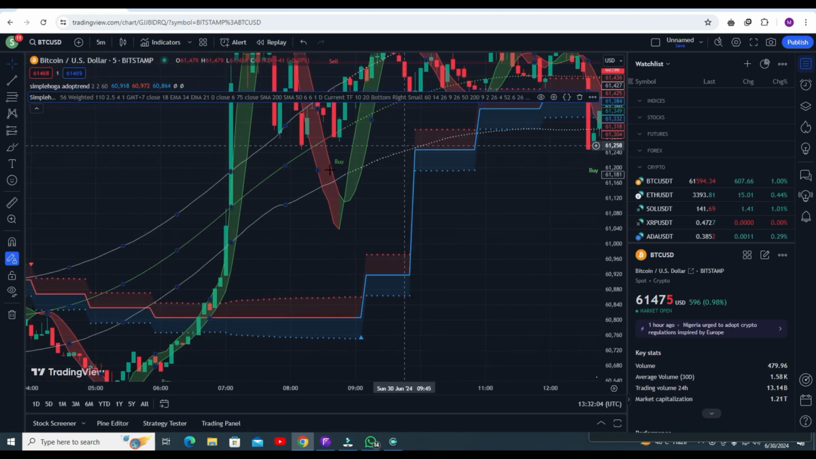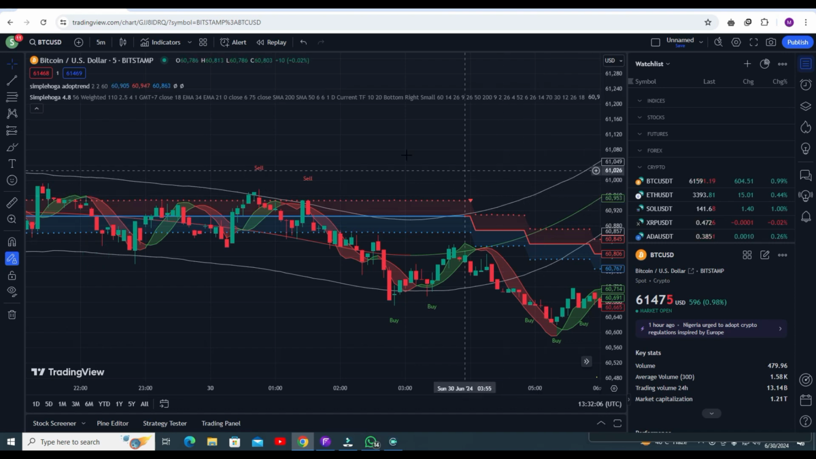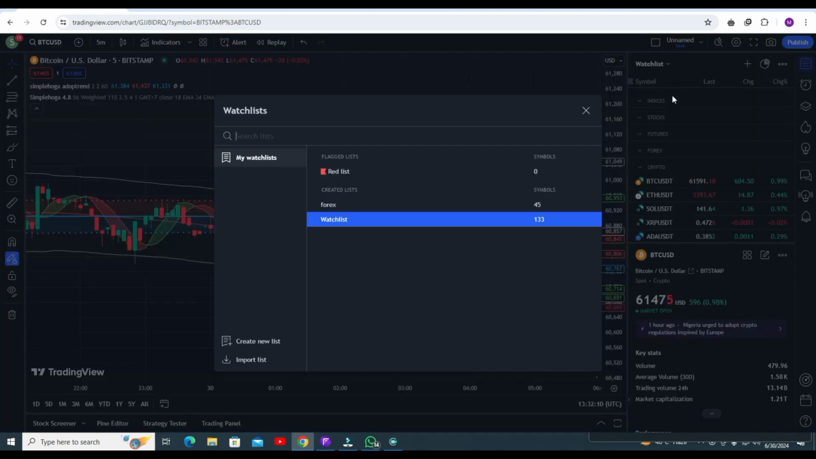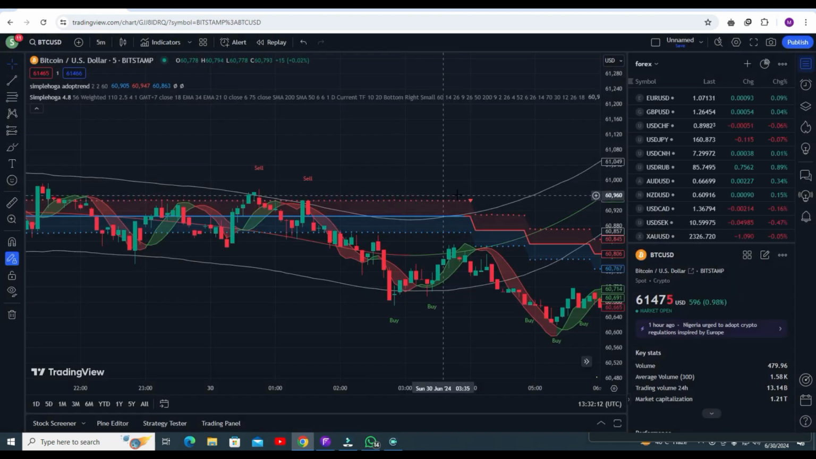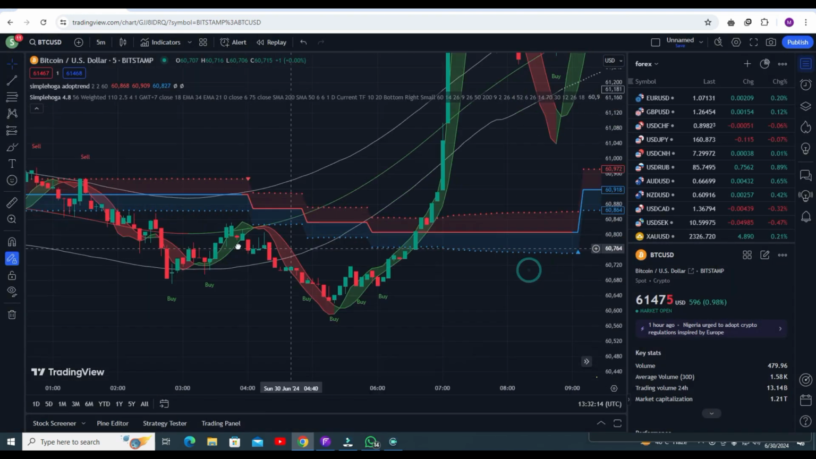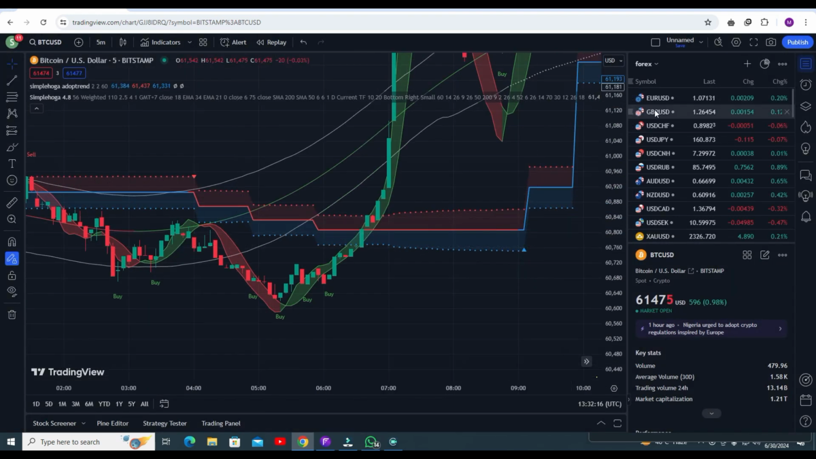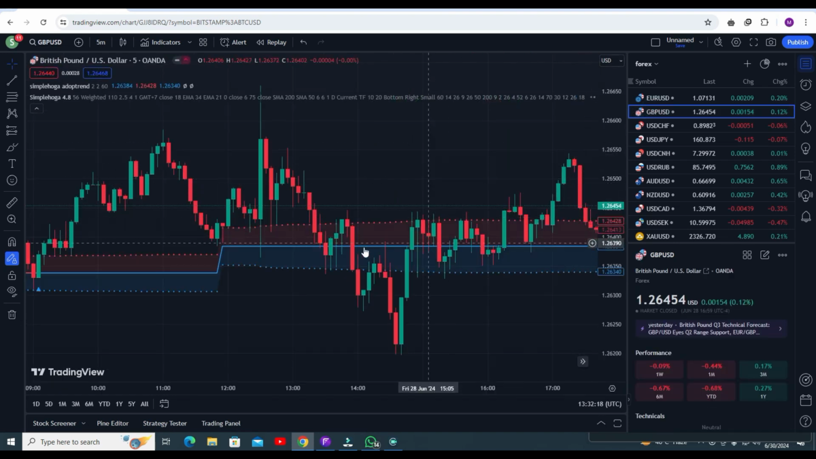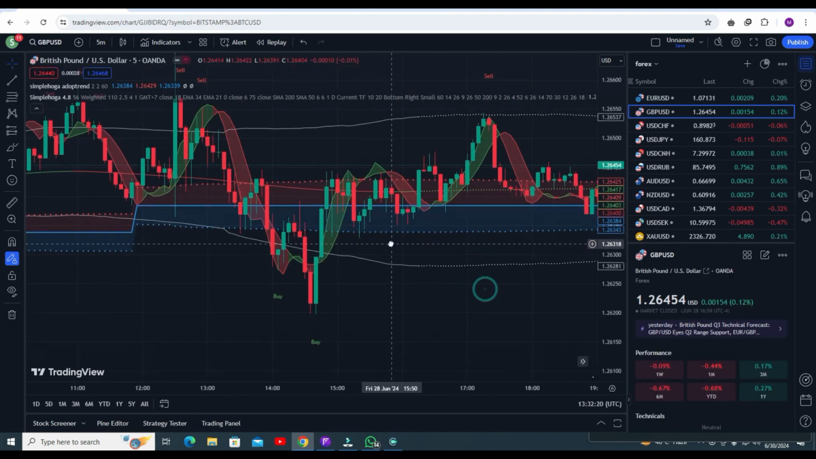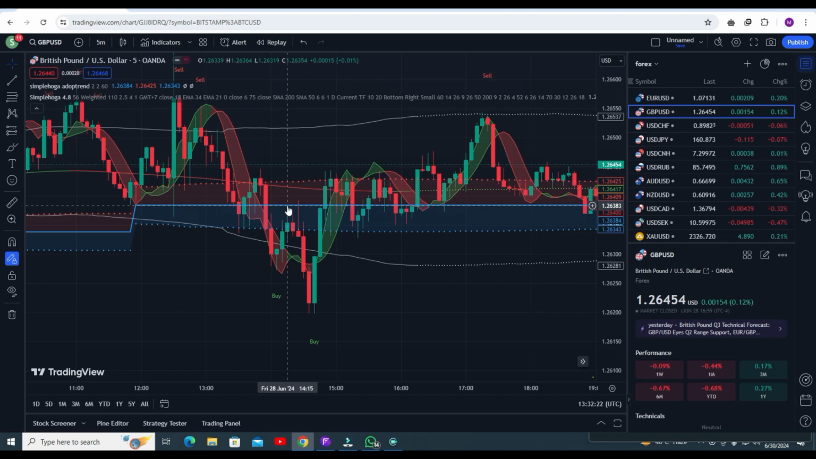Let me show some examples in forex pairs, then I will come to the crypto pairs. First I have to show some results in forex pairs like GBP/USD or EUR/USD. You can use this on any pair. Like here you can see the adaptive line is blue, you have to go for the buy trade. You can book your profit here.